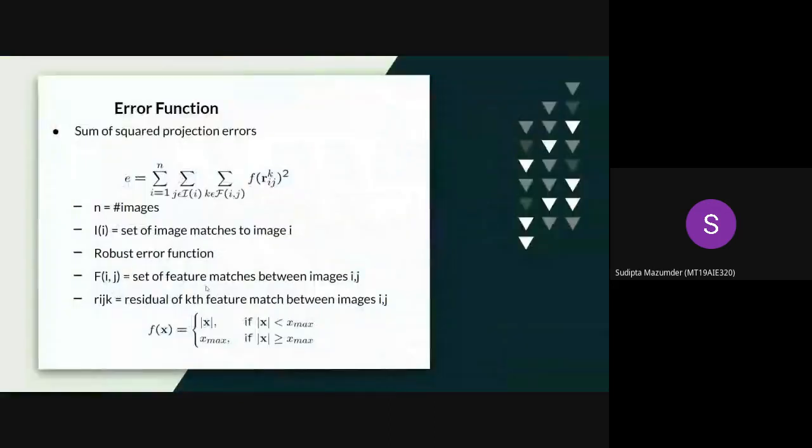Now moving on to the next slide, this is the error function that is used to make sure that the errors remain within our limits. This is basically a sum of squared projection errors, and the error function is robust to noise. Our value of f(x) is either modulus x or x max, subject to the conditions written here.